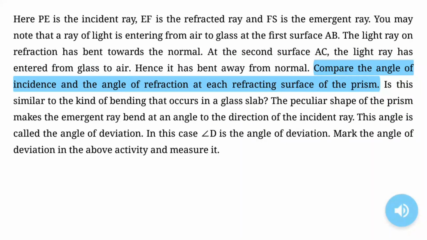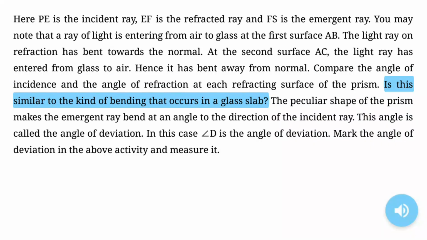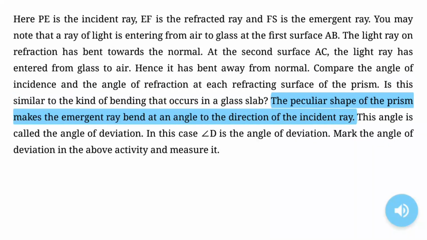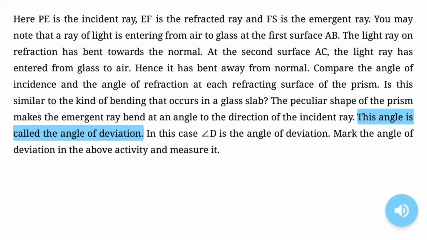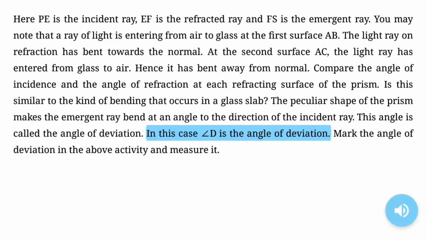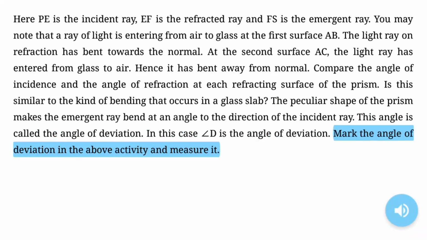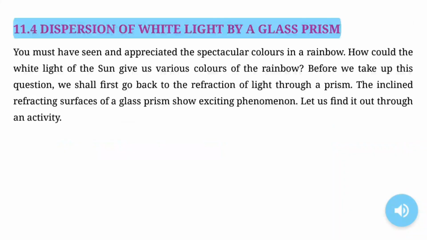Compare the angle of incidence and the angle of refraction at each refracting surface of the prism. Is this similar to the kind of bending that occurs in a glass slab? The peculiar shape of the prism makes the emergent ray bend at an angle to the direction of the incident ray. This angle is called the angle of deviation. In this case, d is the angle of deviation. Mark the angle of deviation in the above activity and measure it.